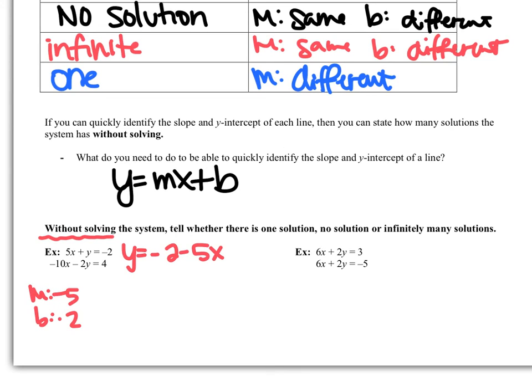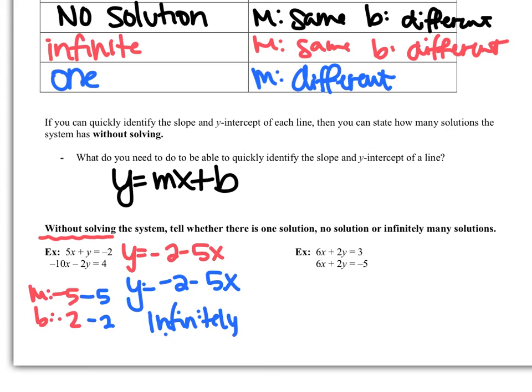If I wanted to get the next line in slope-intercept form, I would add 10x and then divide by negative 2. So I'd have y equals negative 2 minus 5x. I'd have the same thing. I'd also have a slope of negative 5 and a y-intercept of negative 2. Everything's the same, meaning they're the same line. So they are the same. They will intersect infinite times. They have infinitely many solutions.